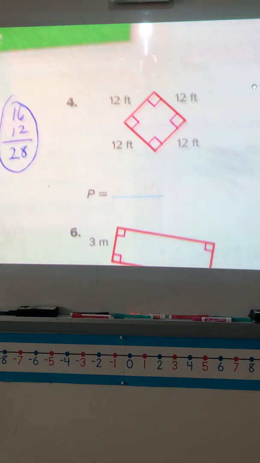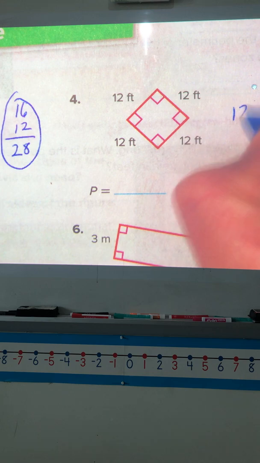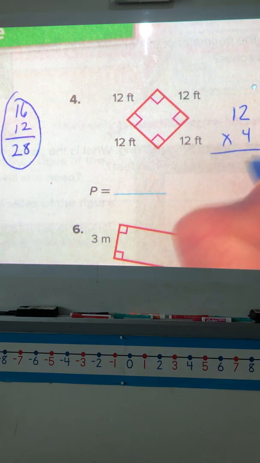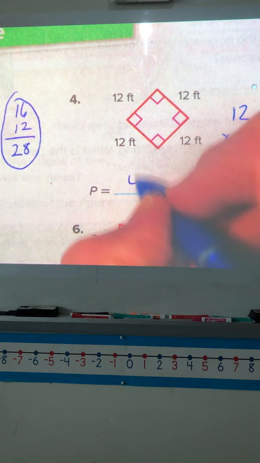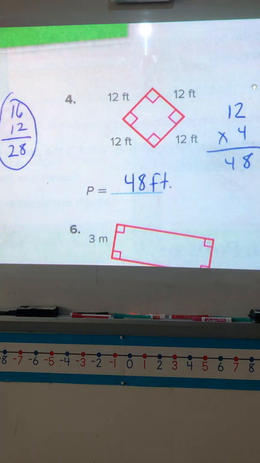There's 4. Ooh, I like these. Whenever they're all the same, that's easy. We can go 12 plus 12 plus 12 plus 12. I'd rather really do this: 12 times 4, we're going to have 48 feet. 48 feet for number 4.